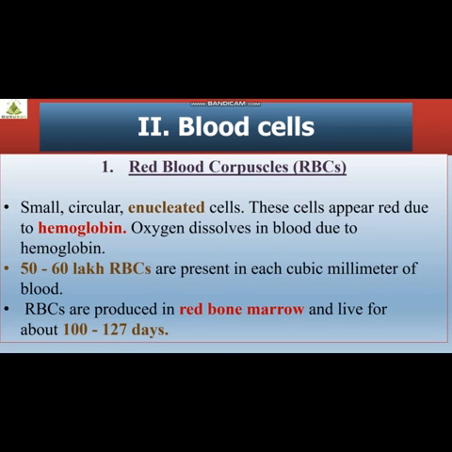RBCs are produced in red bone marrow and they live for about 100 to 127 days. So students, where is the red bone marrow found? It is usually found in vertebrae, hips, ribs, skull, and always at the ends of long bones of the arms and legs. Just replacing the fat tissue which is present, we have red bone marrow. Please remember the location. And they live for about 100 to 127 days.